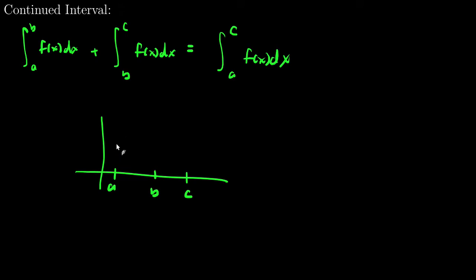But if I have a constant function from a to b, and then a triangle from b to c, you can clearly see that this integral can easily be found by finding this area from a to b and this area from b to c and just adding it together.